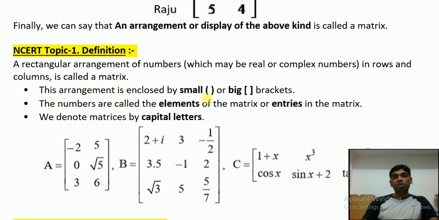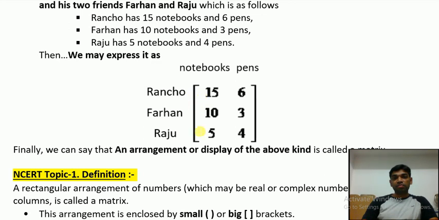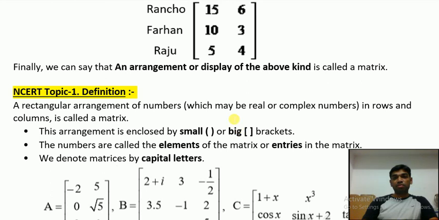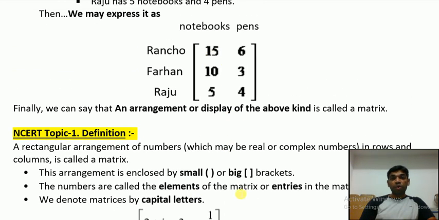Some denotations. The arrangement is enclosed in small or big brackets. As you can see, this is a bracket. If we cover all these numbers in a bracket, then it becomes a matrix, and this bracket can be small or big. Most probably we use the big bracket. Sometimes we can also find small brackets in examinations, although we don't need to worry about that because it is also a symbol. These numbers are called elements, or entries.